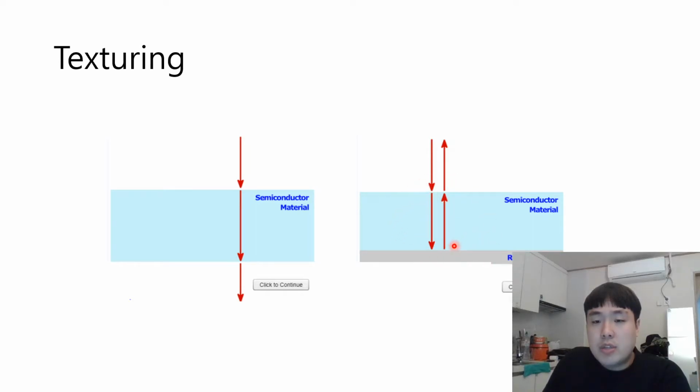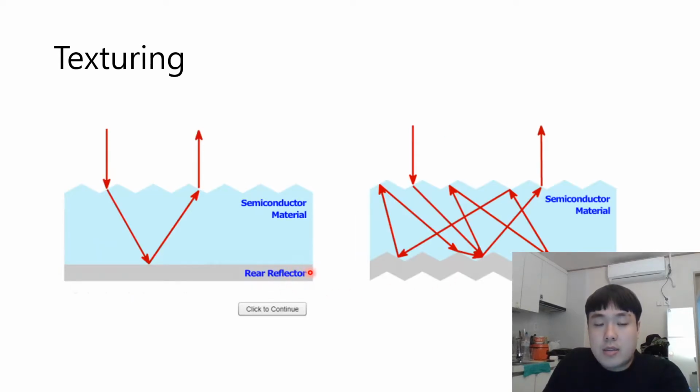Why do we increase the stay time of light in the solar cell semiconductor? I explained that previously. When the light stays longer in the semiconductor, the electron-hole pair producing time is also increased. So ultimately the efficiency of the solar cell is also increased. So let's see the next figure.